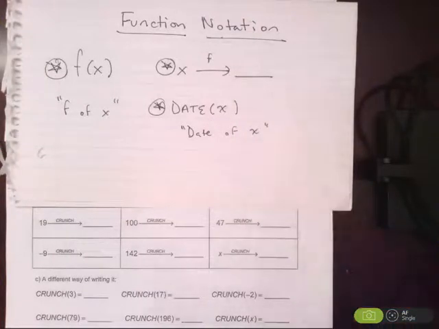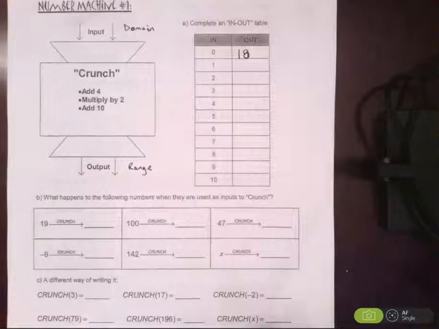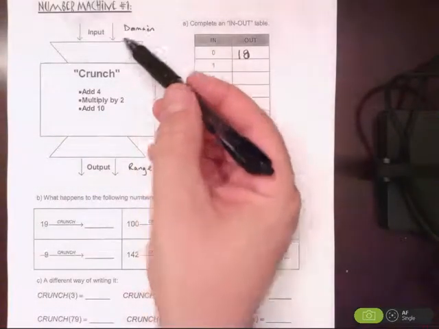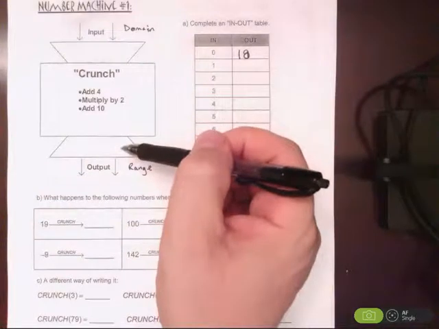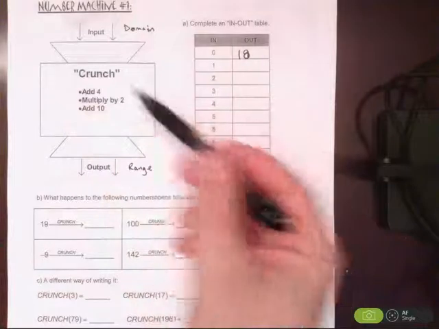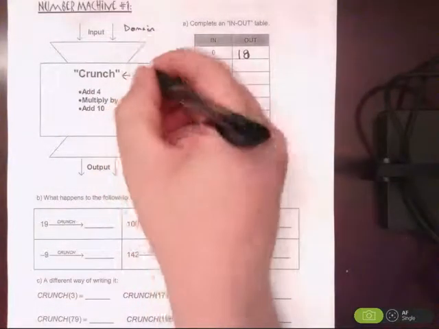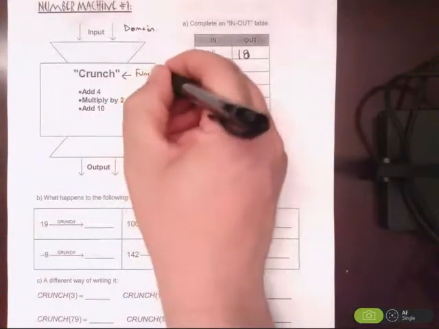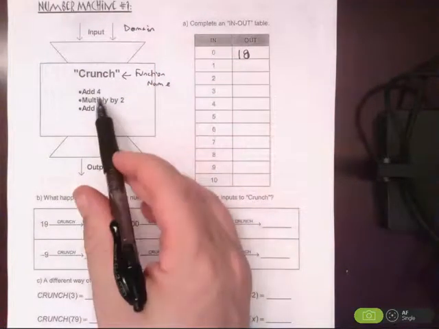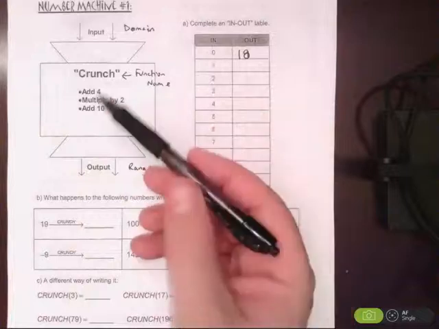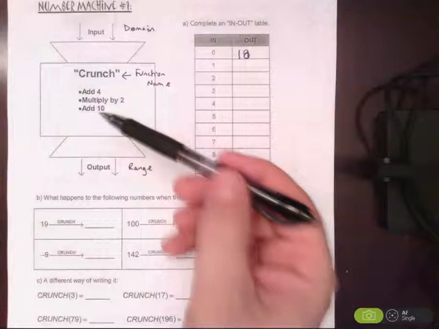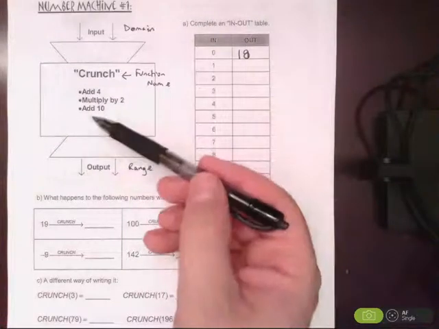Okay, so let's take a look here at this first table. Again, we remember another name for input is domain, another name for output is range. I bet you've seen this kind of function machine idea before. The function has a name. In this case, it's called Crunch. It has a rule. It has steps it follows, one step at a time. So anything I dump into this machine Crunch, first thing it's going to add 4. Then it's going to take whatever I got and multiply by 2. Then it's going to take whatever I got and add 10.